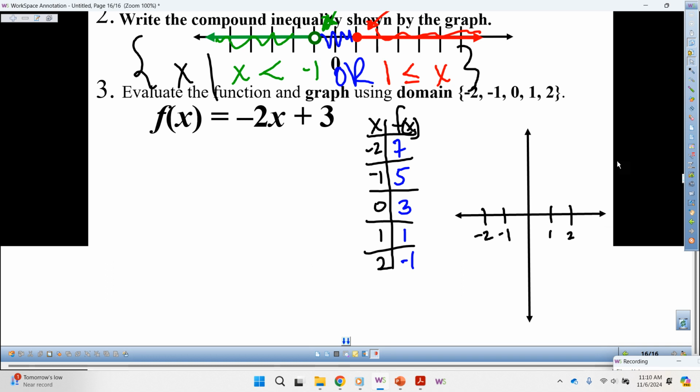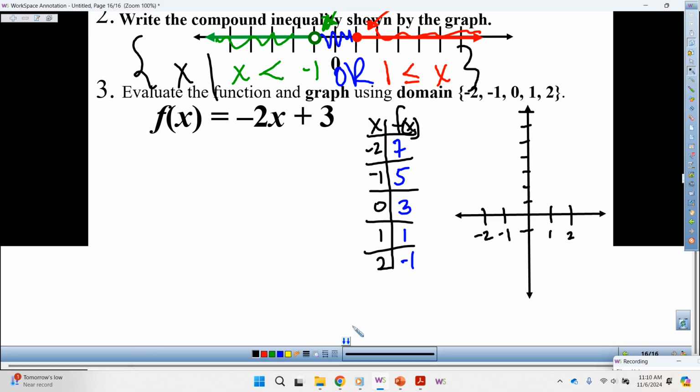Better? Yeah, all right. My range goes from -1 all the way to +7. So -1 to +7. 1, 2, 3, 4, 5, 6, 7. Which means I'm going to move my axes up like so.